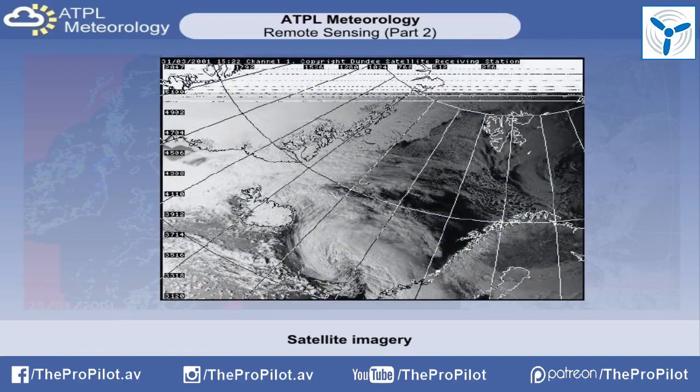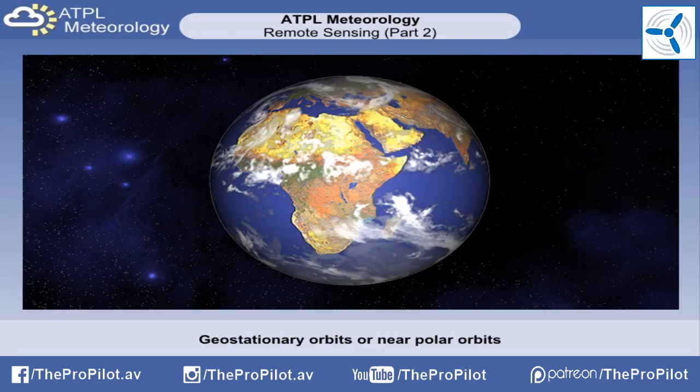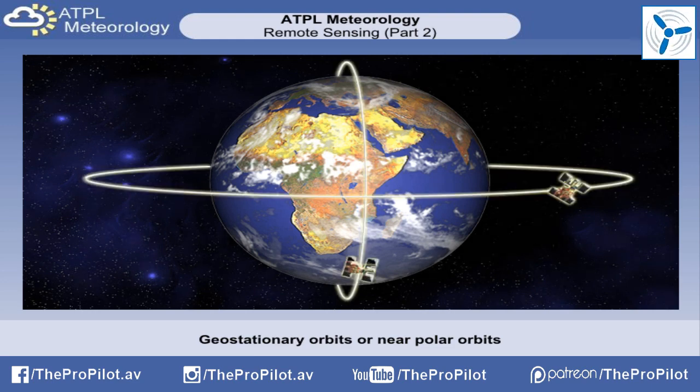Finally, let's take a look at satellite imagery and how to interpret various types of satellite pictures. There are two different types of orbit where the satellites are launched into, either geostationary or near polar. The two are very different and each have their advantages and disadvantages.